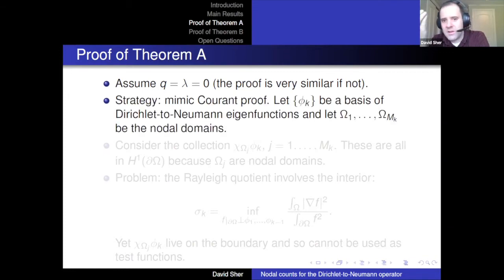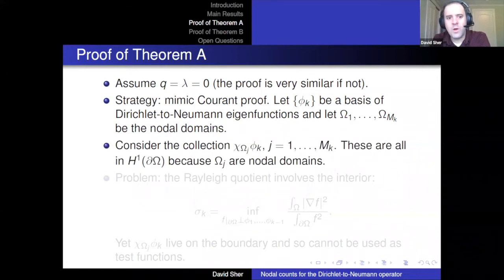So our fundamental strategy is the same as the Courant proof. I'm going to take a basis of Dirichlet-to-Neumann eigenfunctions. I'm going to let omega 1 to omega mk be the nodal domains. Recall that mk is the nodal count, so this notation makes sense. So I'm going to, again, multiply each of my eigenfunctions by a cutoff function for each nodal domain. And I'll note that these are all actually in H1 of the boundary because the omega j are nodal domains, and so therefore it's 0. So you're not cutting it off in some discontinuous way.